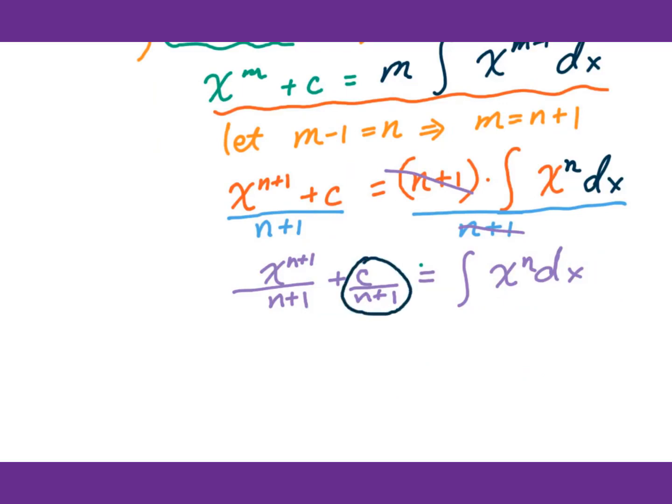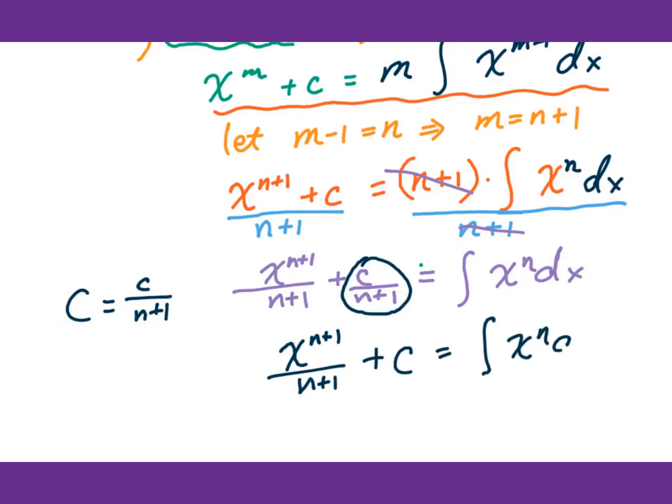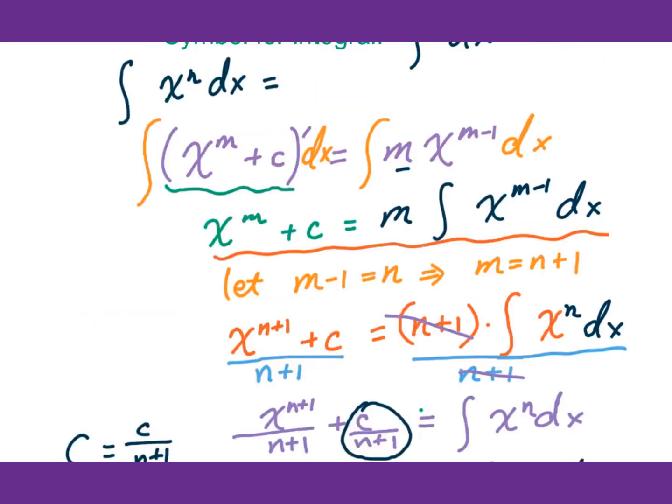Now, for this constant number, we use capital letter C to stand for that. So we get x to the n plus 1 power over n plus 1 plus C equals the integral of x to the nth power dx. Now we got the formula: x to the n plus 1 power over n plus 1 plus C. Then what's the integral of e to the x power dx?